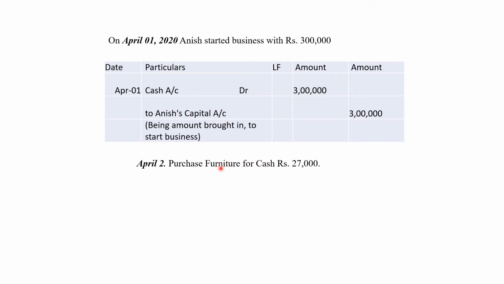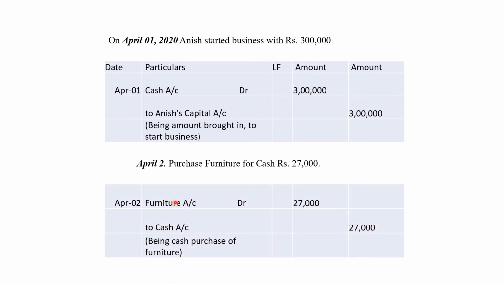So you have furniture that has come in, so it should be debit the furniture account, right? Which is furniture account debtor to cash account, because credit what goes out over there, both of them being real accounts. So you can see furniture account debtor 27,000 to cash account 27,000, being cash purchase of furniture.